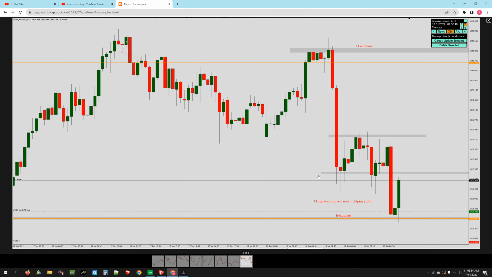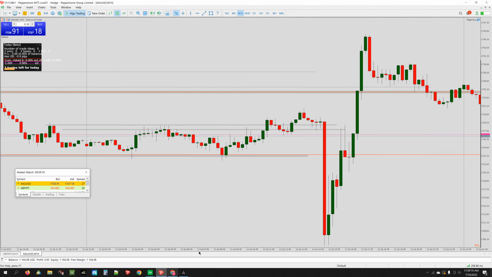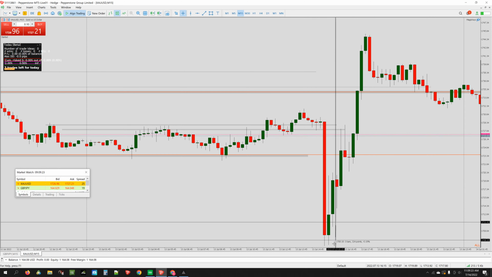Yeah, this was an example of pattern 3. I was expecting the same thing right here. I do believe that this pattern is similar to the pattern that we have seen yesterday. We moved down, we created, but our entry will be once this bullish candle closes like this. We could have entered anywhere from here, and our stops will be around 43 pips.